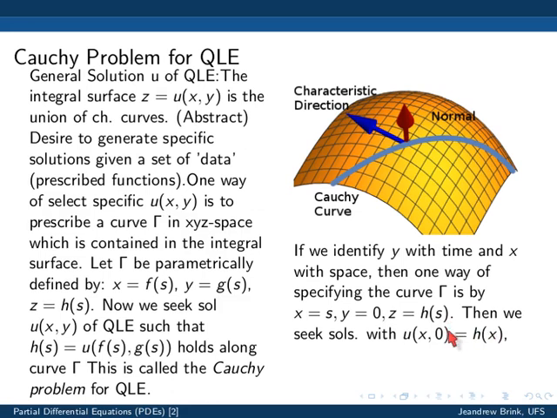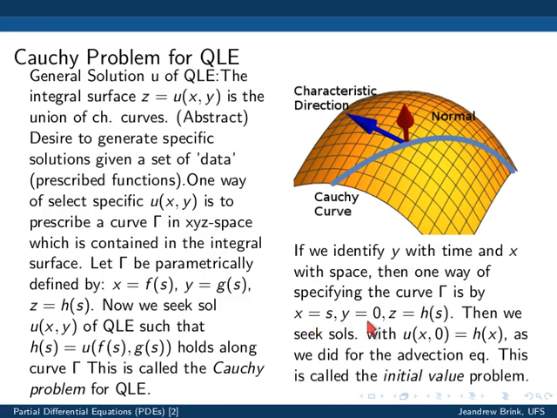Okay, so we now seek solutions with u of x, 0 equals h of x, as we did for the advection equation. It's just to translate this more general thing into something that we already knew. And that's called the initial value problem. So the Cauchy question of when solutions exist that have this property, and how you actually have to specify this curve, is what we're going to answer next.